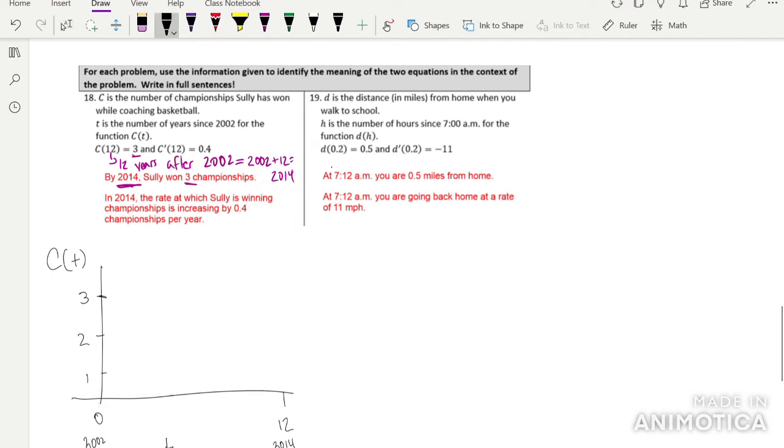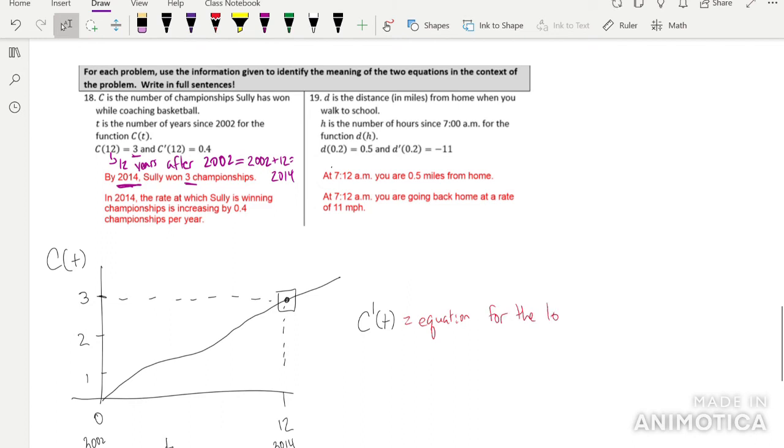The important thing for us though is that this value is given. We don't really know what's happening everywhere else. We don't really care, but we know at this point we are at 3 championships for Sully. Now, C prime of t, remember this is the slope, or this gives us the equation for the slope of the tangent line.